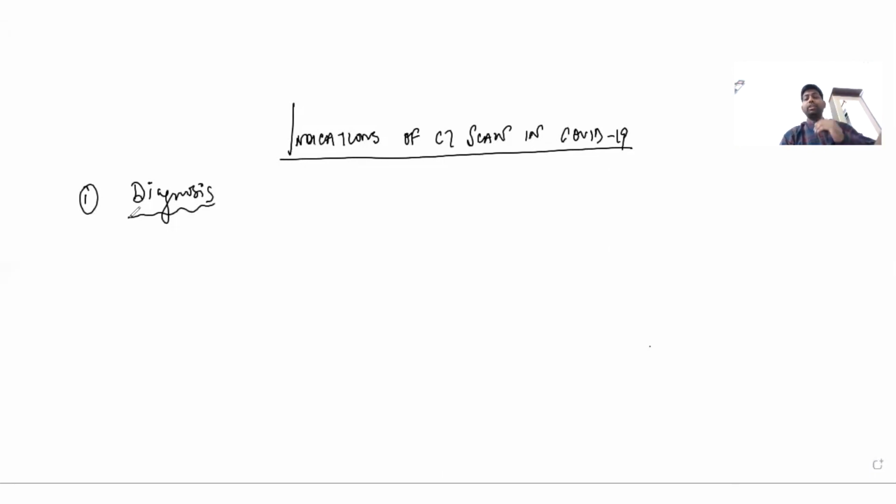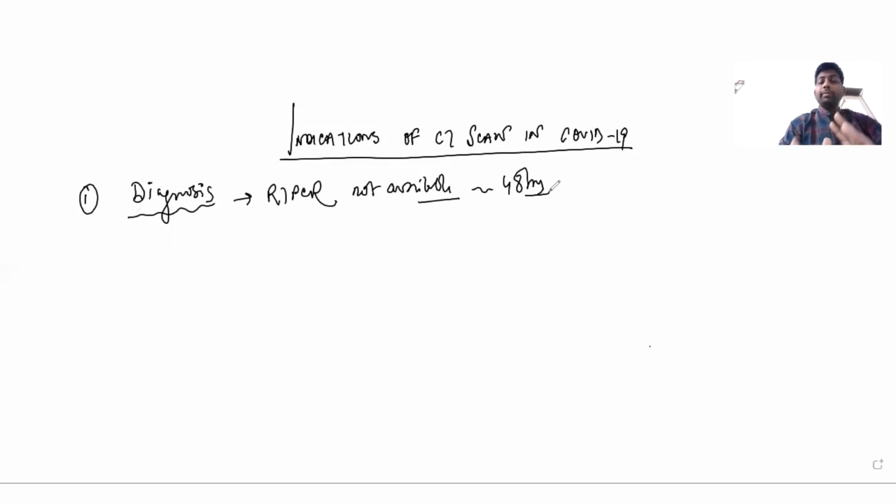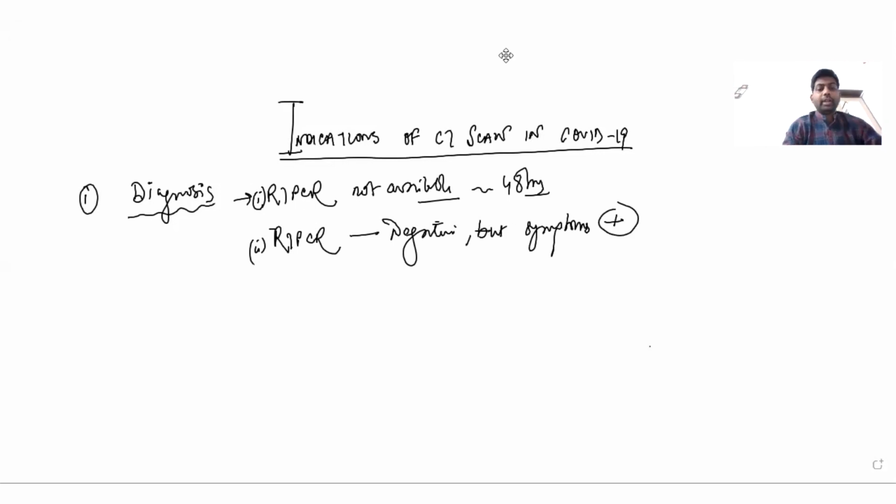It is used as a diagnostic tool when the report of the RT-PCR is not available, at least within 48 hours. Either it's not available totally or it's not available within 48 hours, and if you delay the treatment, the course of the disease might change. In that case, you might need to do a CT scan for diagnostic purpose. Second, we do use the CT scan for diagnostic purpose if the patient is having symptoms of COVID-19, but the RT-PCR is negative.